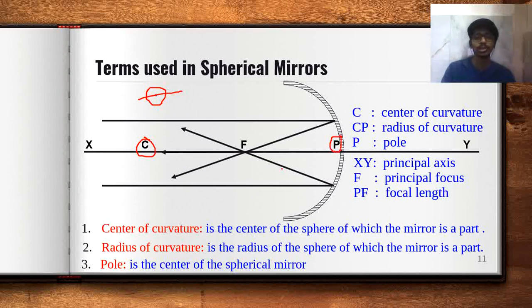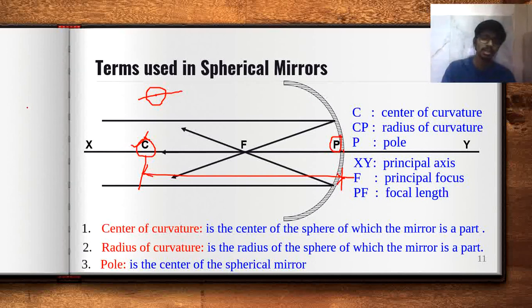This is the pole. What is the pole? The pole is the center of the spherical mirror. So this is the center of the sphere, which is a hollow sphere, and this is the center of the mirror. This C is the center of the sphere, and this is the center of the mirror. So from C, the center, to the pole, this distance is the radius of curvature.